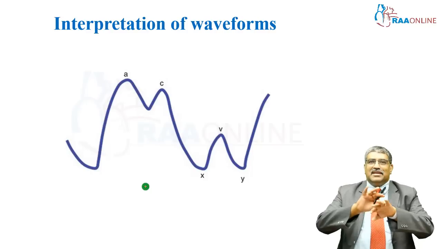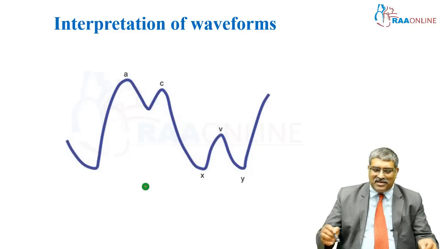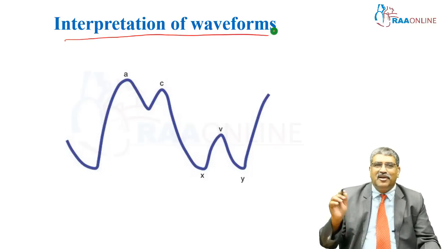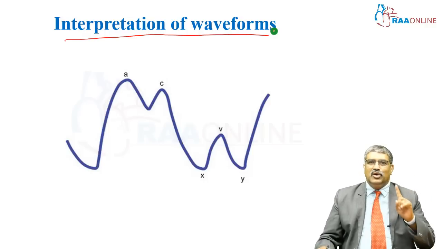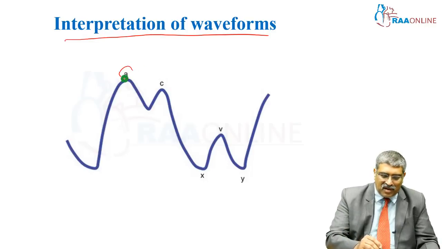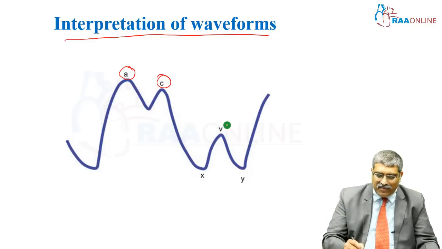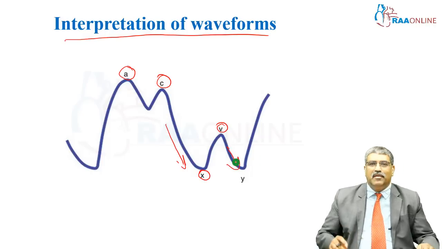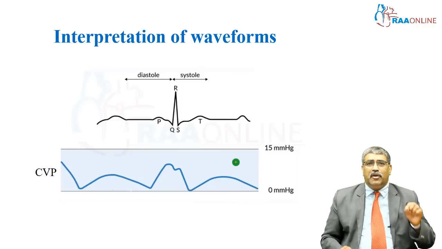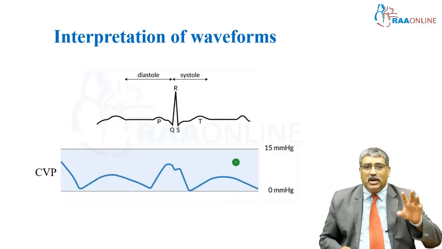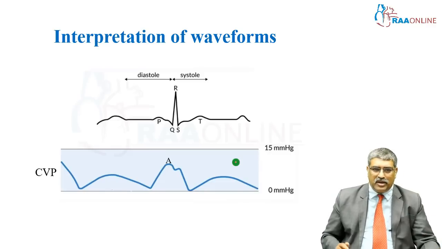Now coming to the second point of the lecture, which is the interpretation of the waveform. Here you have 3 positive waves and 2 negative waves. The positive waves are A wave, C wave and V wave, and the 2 negative waves are the X wave and the Y wave. Now coming to the waveform in relation to the QRS complex and systole and diastole.